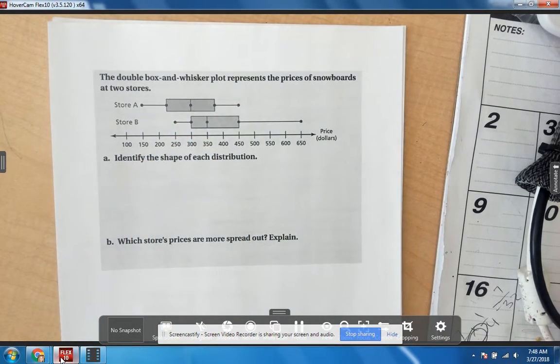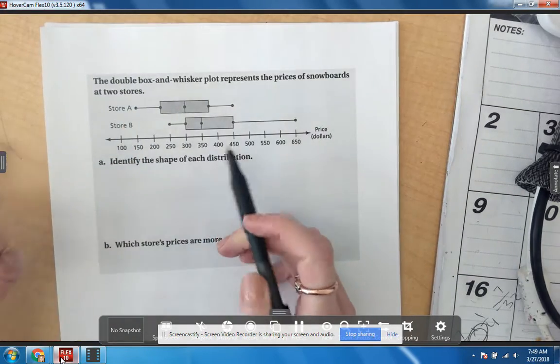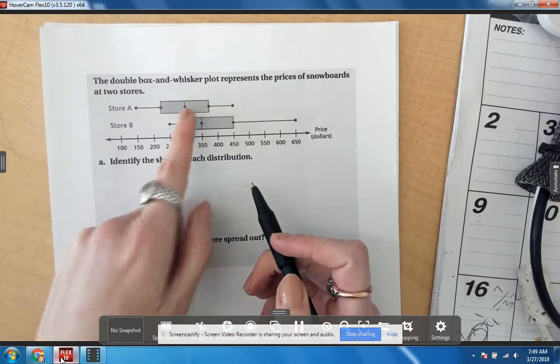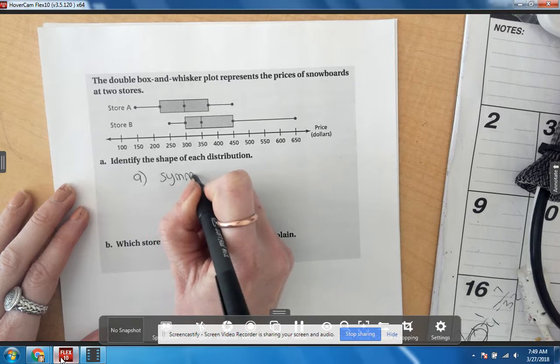A says identify the shape of each distribution. Remember, these options we learned the other day: skewed right, skewed left, or symmetrical. Let's start with store A. Store A looks pretty symmetrical to me because the whiskers are the same size on each side of the box, and the median's right in the middle of the box. So for store A, that's going to be symmetrical.